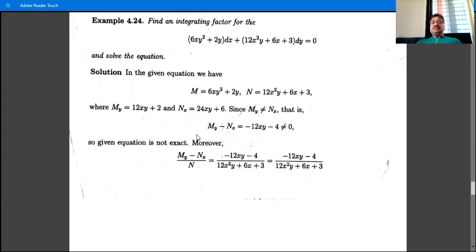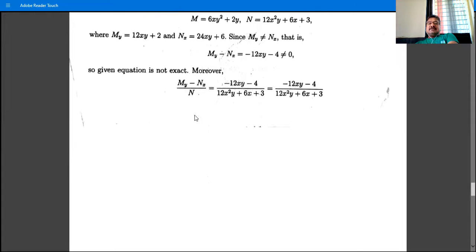Now we have to find the integrating factor by using one of the rules. Then M y minus N x is what? It is minus 12x, that's subtraction. So minus 12x minus 4, subtraction. 12xy minus 24xy becomes minus 12xy. 2 minus 6 becomes minus 4. And if you find N x minus M y, then it is plus 12xy plus 4. And so the given differential equation is not exact.